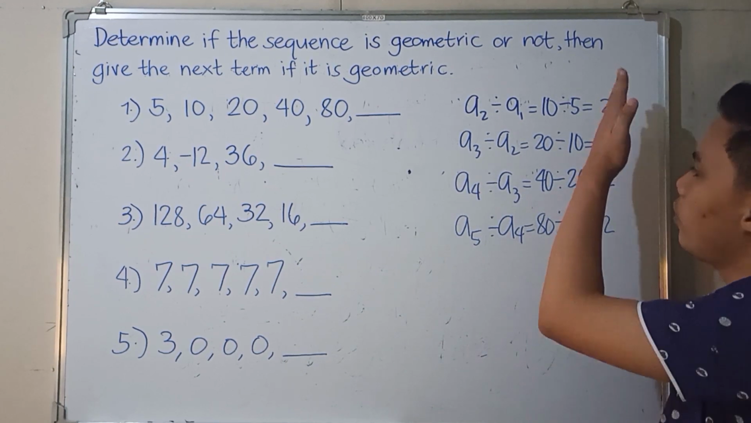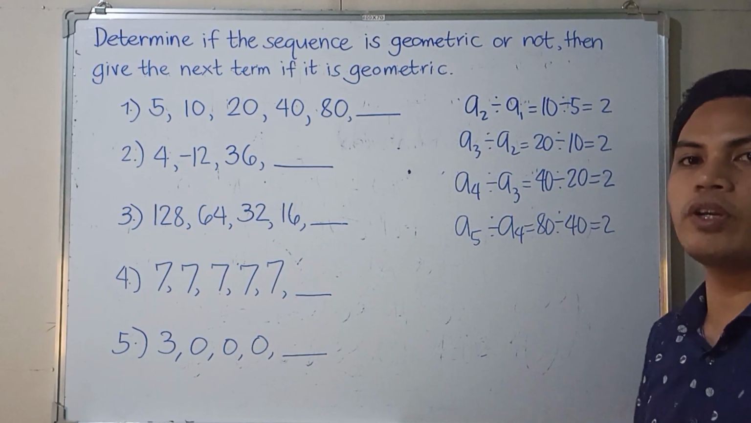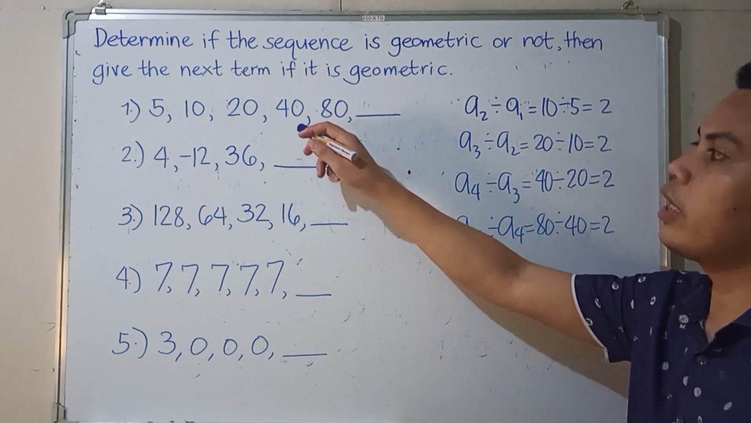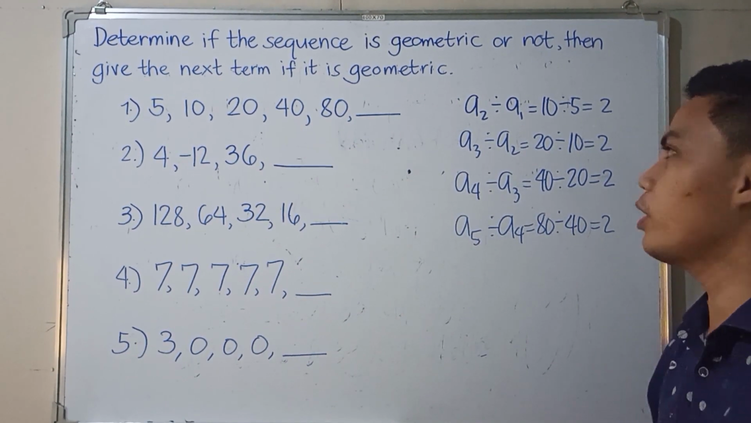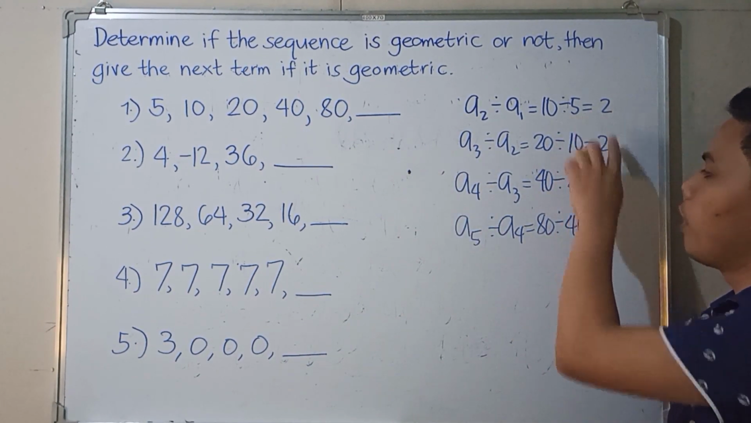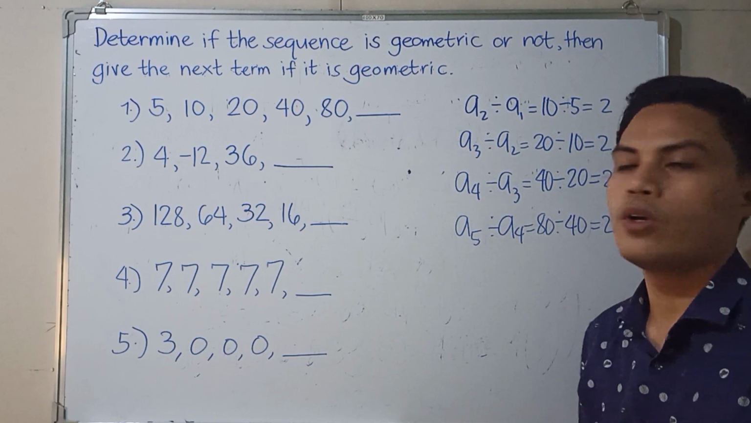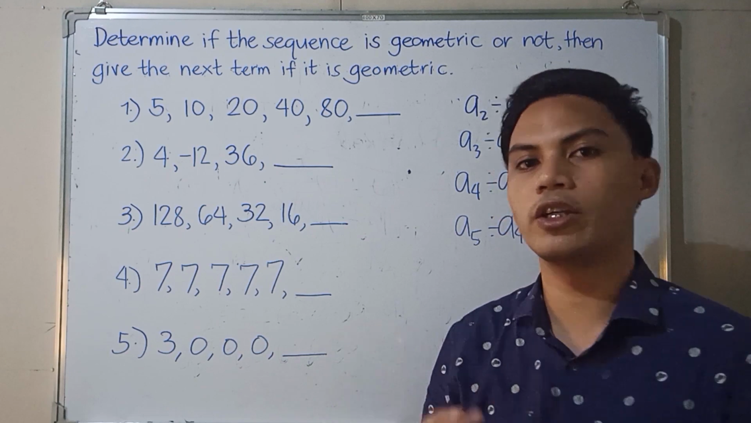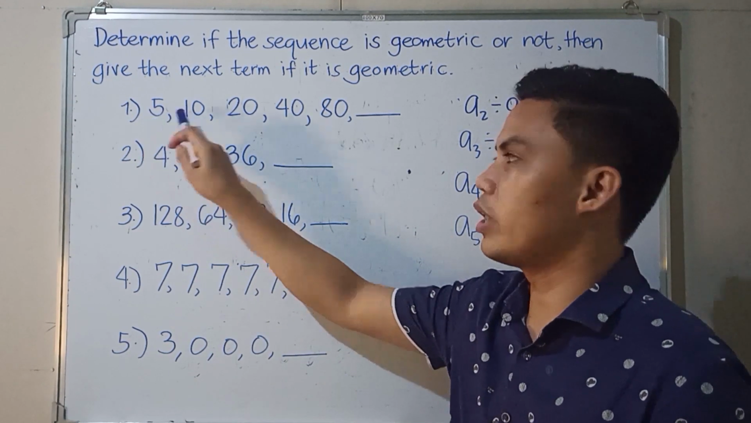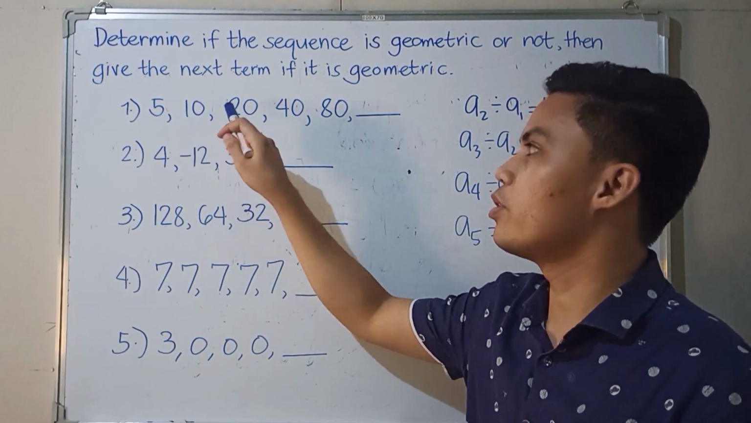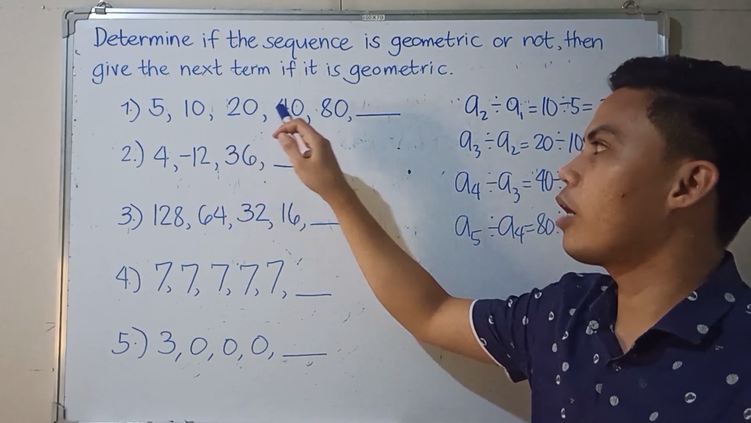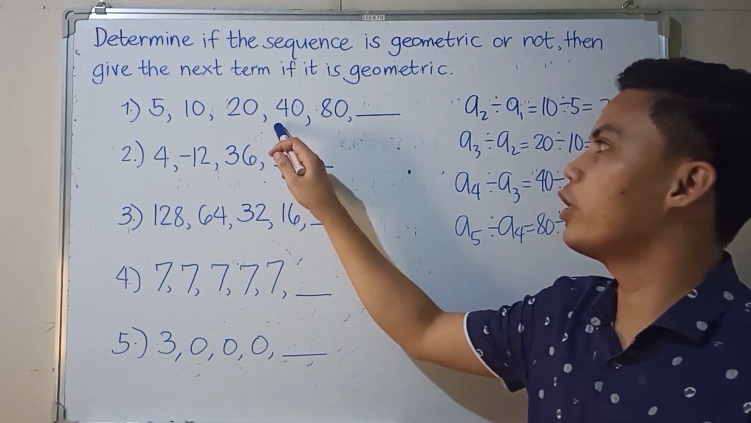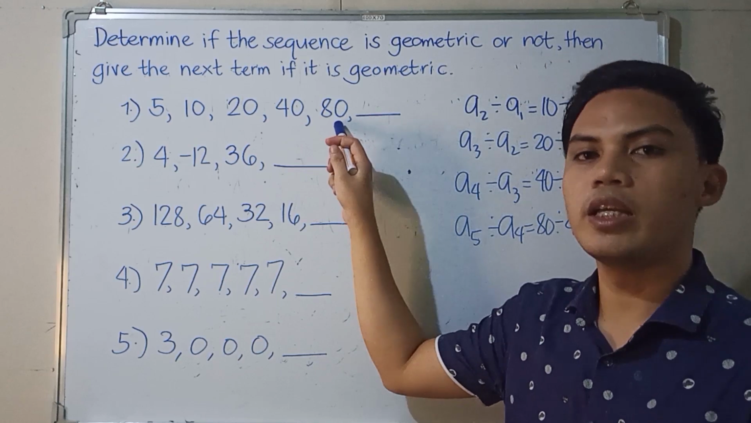So since equal lahat, ibig sabihin the common ratio or ang sequence na ito ay may common ratio. At yung common ratio sa sequence number 1 is equal to 2. So sa bawat term, we simply multiply 2 to get the next term. So 5 times 2 is 10. 10 times 2 is 20. 20 times 2 is 40. 40 times 2 is 80.